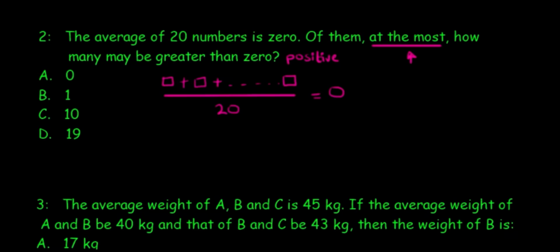I'll walk you through the MCQs. We have 0 positive numbers. Well, if all the numbers are negative, I'm supposed to get the average as something negative. It can't be a 0. So that's not possible. So just one of the numbers is positive.